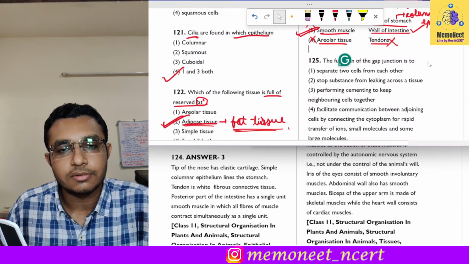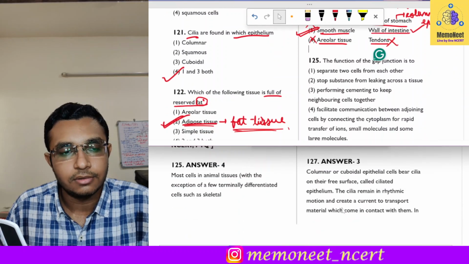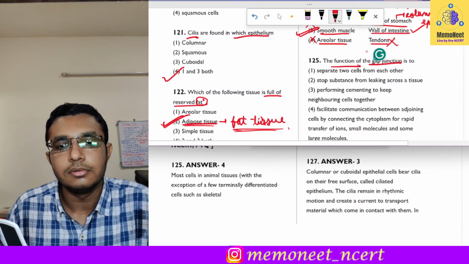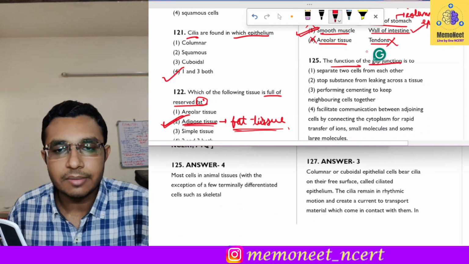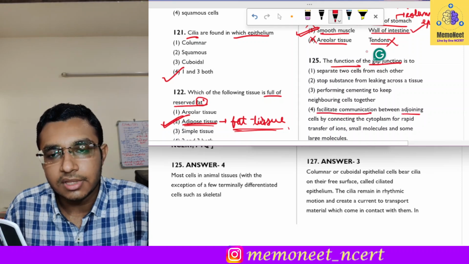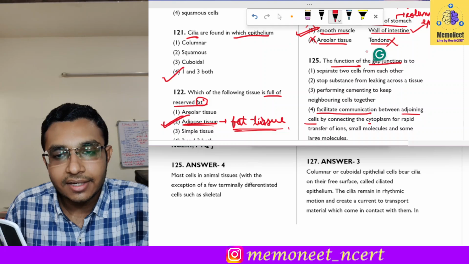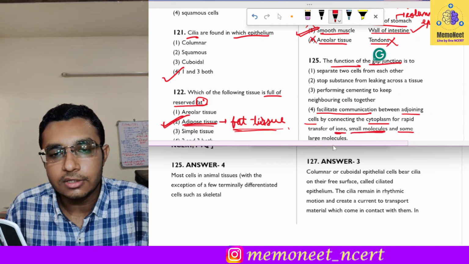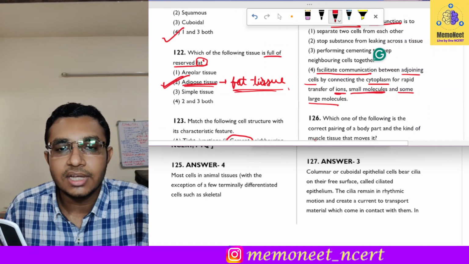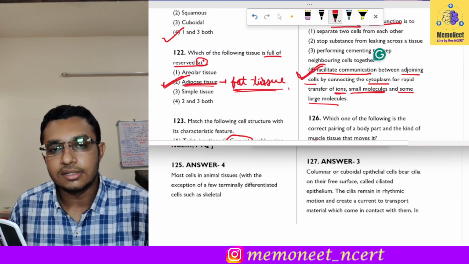Moving on to the next question, that is question number 125. It states that the function of gap junction is to dash. So what is the function of gap junction? The gap junction facilitates the communication between the adjoining cells by connecting the cytoplasm for the rapid transfer of ions, small molecules and some large molecules. So this is the function of the gap junctions. That is, the correct answer is option 4.